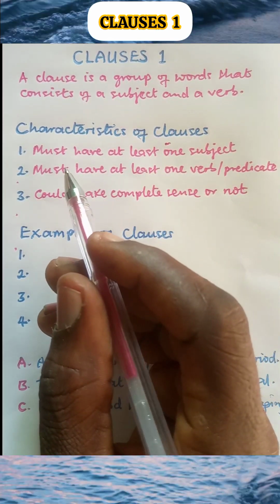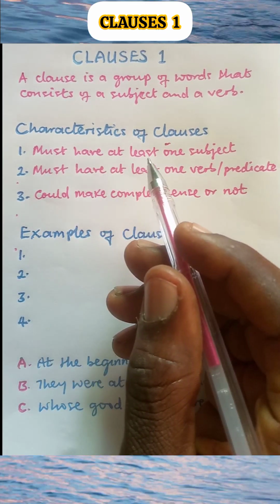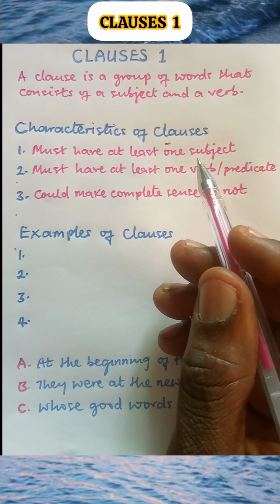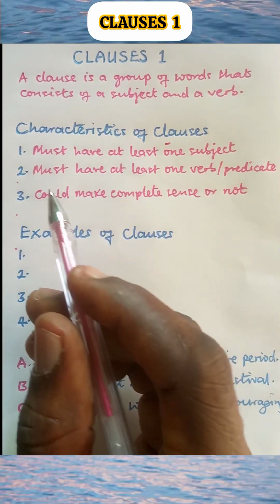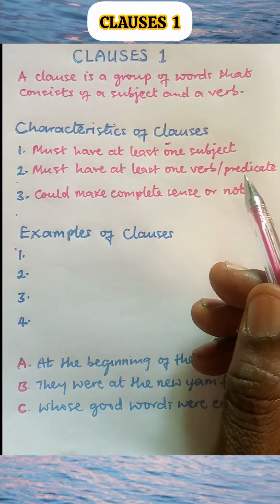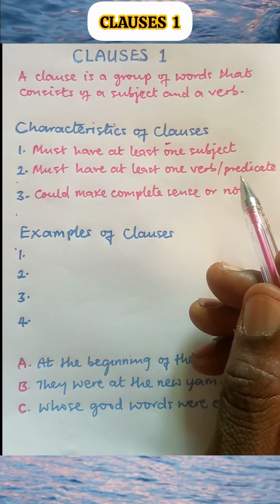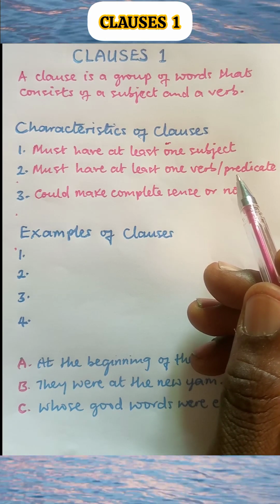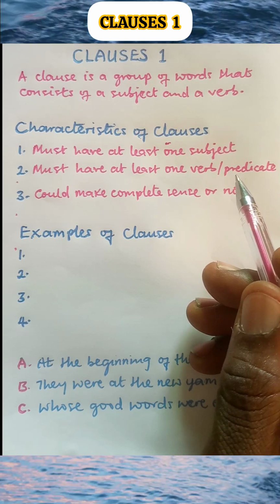1. A clause must have at least one subject, which means there could be more than one subject in a clause. Point number 2. A clause must have at least one verb or predicate. In fact, the most important element in a clause is the verb. A group of words without a verb cannot be regarded as a clause.